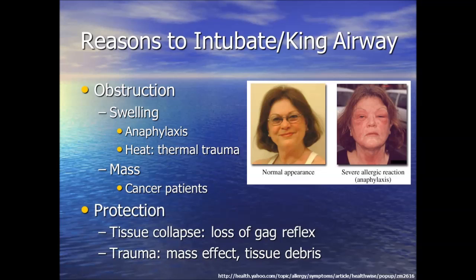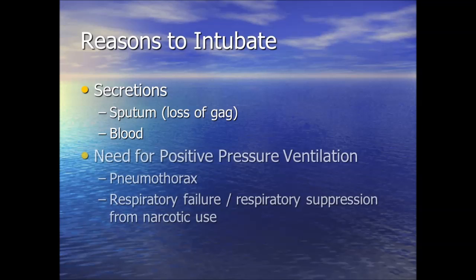And the last one is protection. So when we talk about people that are unresponsive, the technical reason that we're intubating them is to protect the airway, because they don't have the ability, if they're going to vomit, to not aspirate that, or they don't have the ability to protect against the gag reflex or other tissue debris. So that's why. Another one is secretions and blood. So if there's a lot of blood, you may want to prevent the blood from going down.